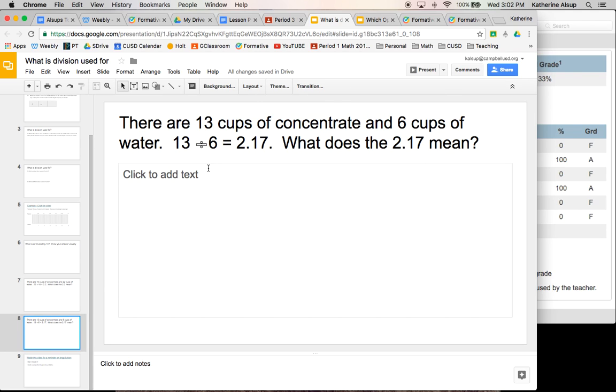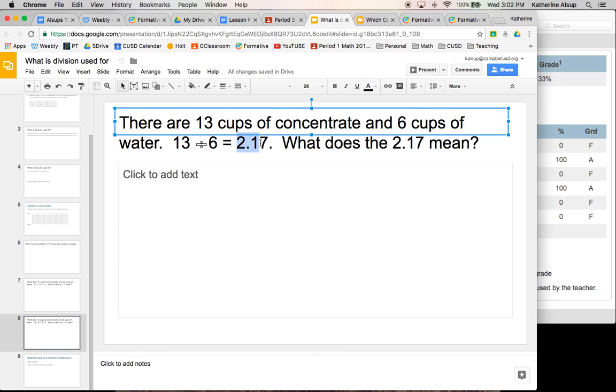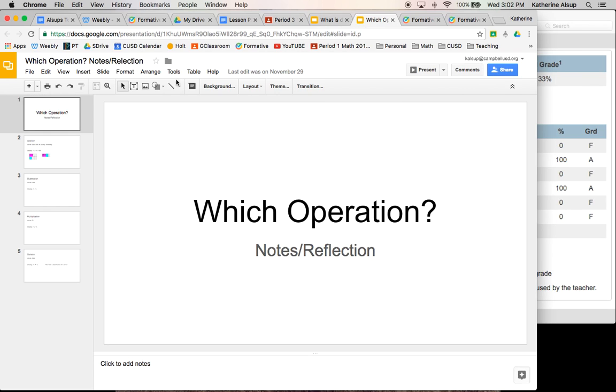And then same here, this is a different type of juice recipe, and this one had a quotient of 2.17. What does that 2.17 mean? All right, so that's what division is used for. The second class assignment that then turned into homework was which operation.